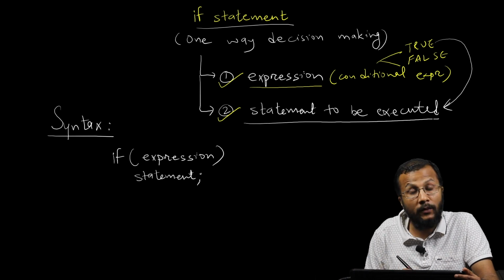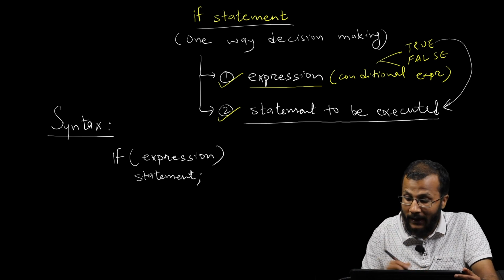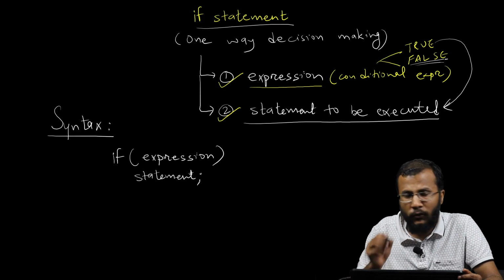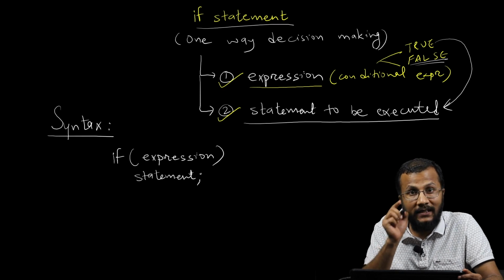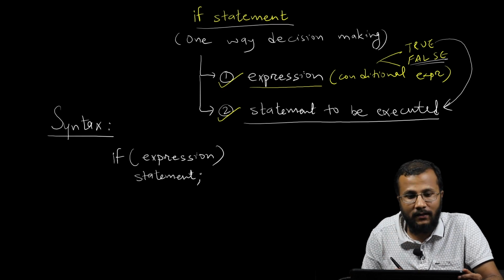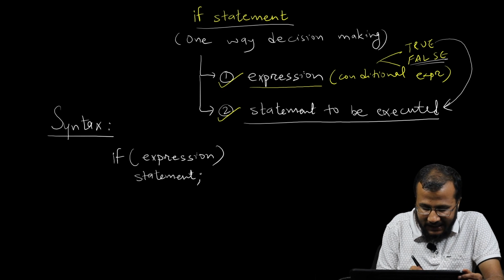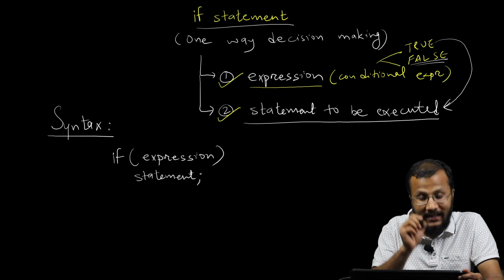This is what will be executed if the condition is true. And if the condition is false, we do not specify anything to be done. That is the one-way decision making. In one-way decision making, we only deal with the true condition. Alright, so this is the syntax for one-way decision making using simple if.